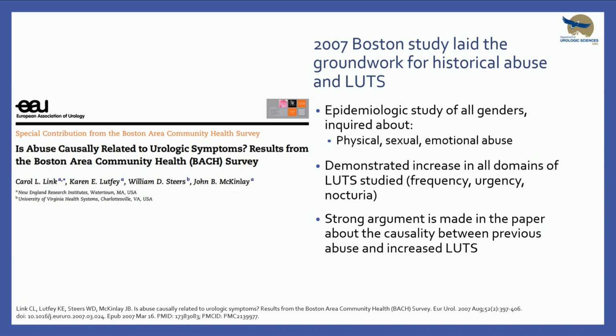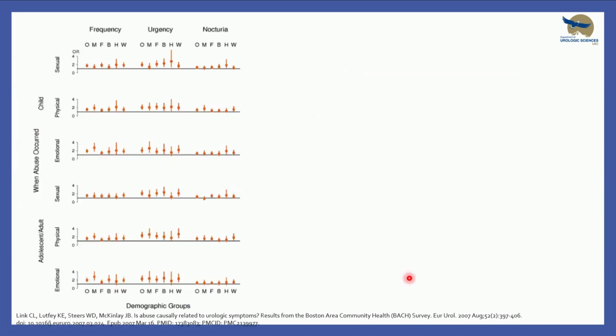It was a large epidemiologic study of all genders, and it inquired about a previous history of physical, sexual, and emotional abuse as a child or adolescent. They looked at lower urinary tract symptoms in the form of frequency, urgency, and nocturia, and demonstrated an increase in all domains with a history of previous abuse. A strong argument is made in the paper about causality and not just correlation between previous abuse and increased LUTS. They use many statistical tests to try to reinforce their argument of causality. So here are just a couple of the figures.